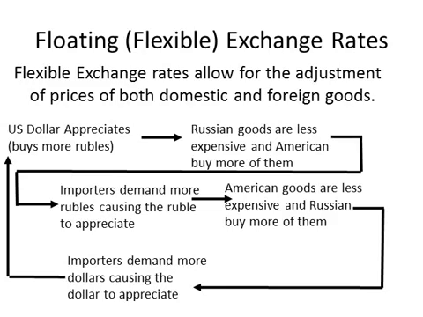Let's look at this diagram. This is how a floating or flexible exchange rate works. The US dollar appreciates so it can buy more rubles. Russian goods are now less expensive, so Americans buy more of them. Importers demand more rubles, causing the ruble to appreciate. US goods are now less expensive and Russians will buy more of them. Importers now will demand more dollars, causing the dollar to appreciate.